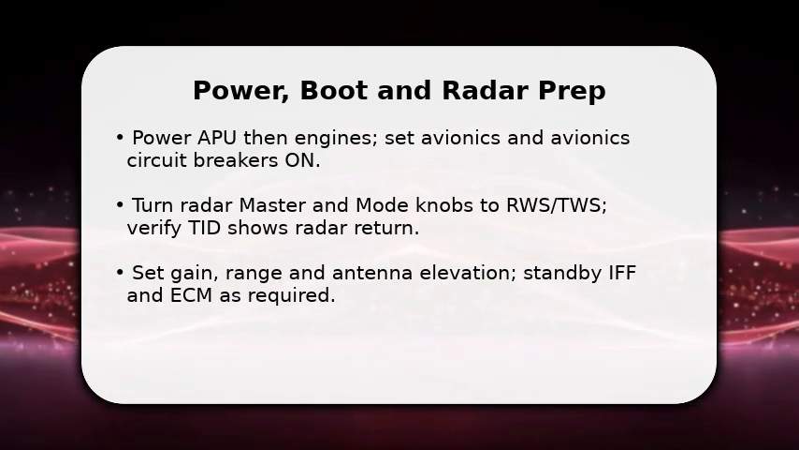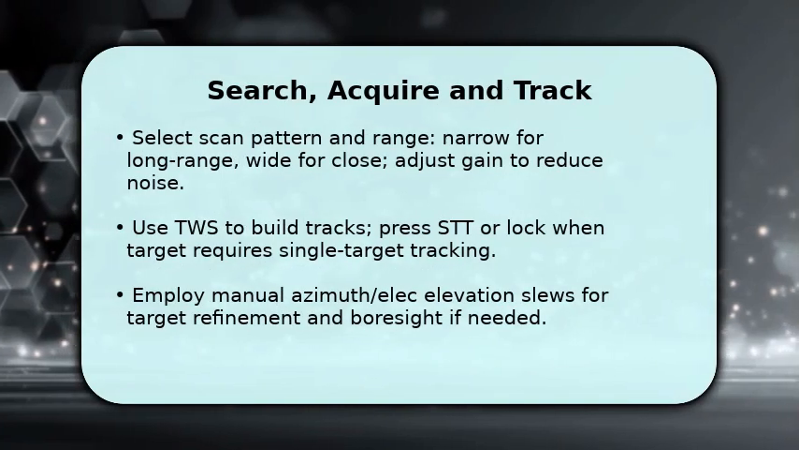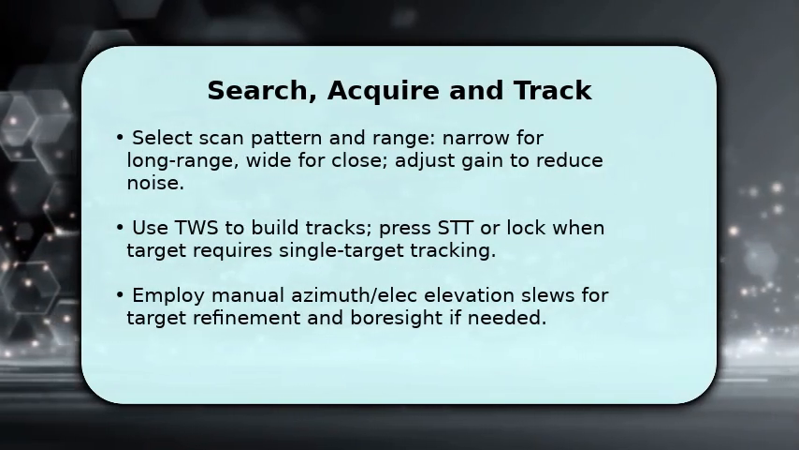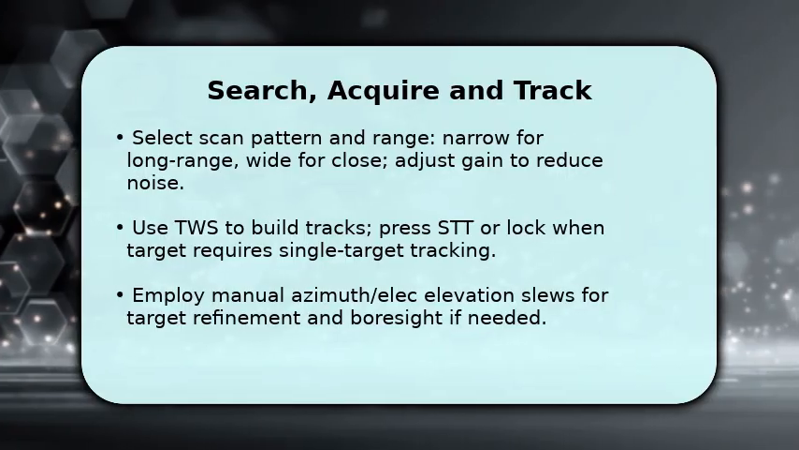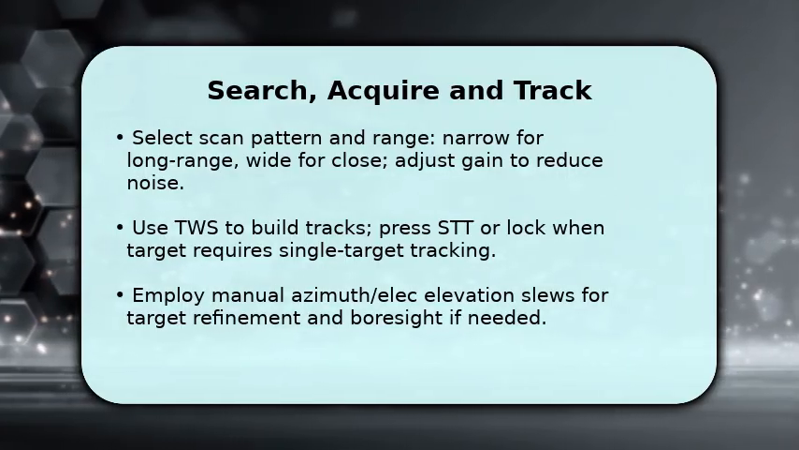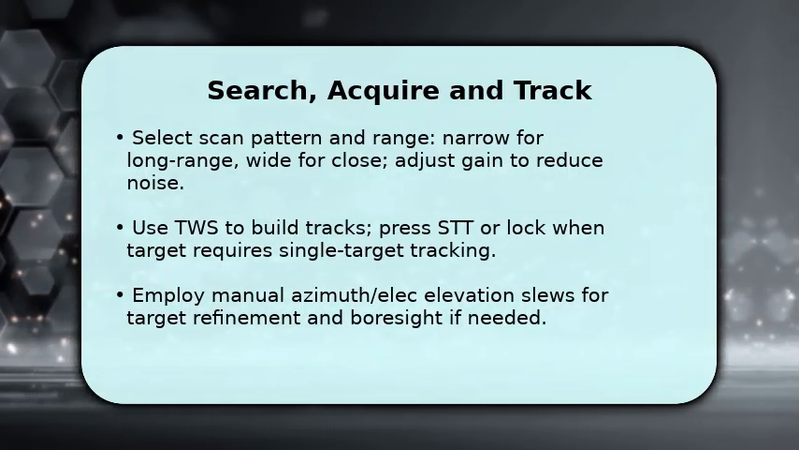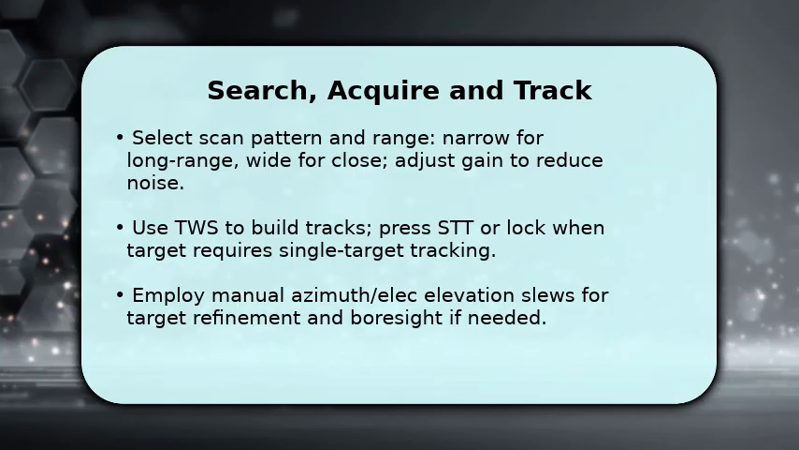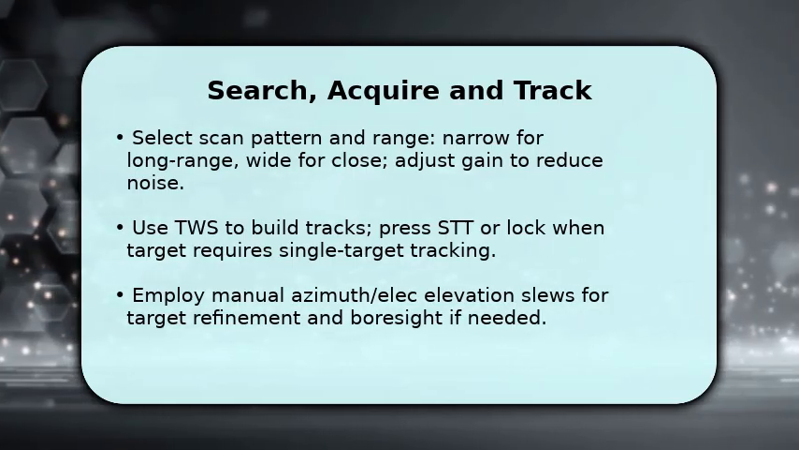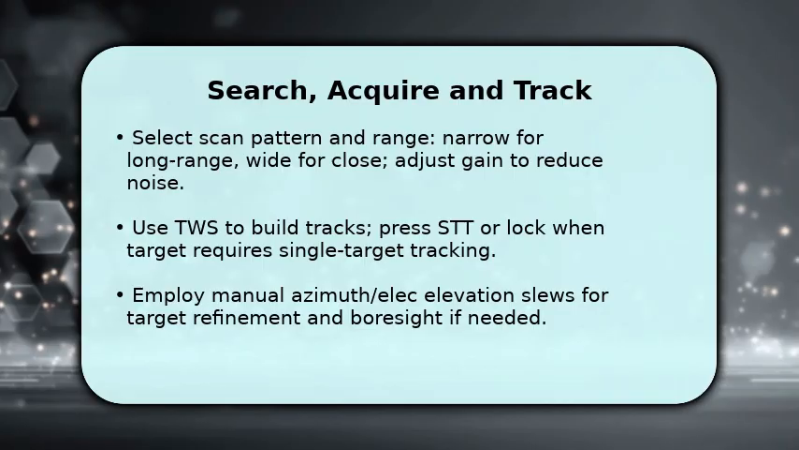search patterns. You now refine detection. Pick a scan width and range appropriate to the scenario. Narrow scans give better range performance while wide scans increase coverage. Once you detect contacts, enable TWS to maintain multiple tracks. This saves you manual relocking.